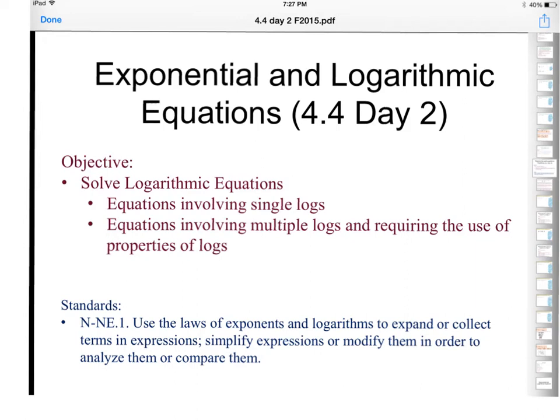In our last class, we studied how to solve exponential equations. In this class, we'll be solving logarithmic equations of varying difficulty.